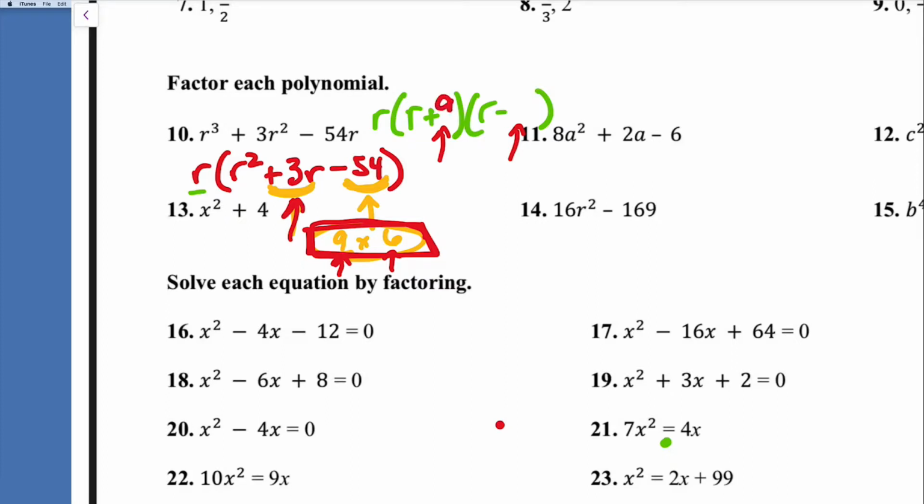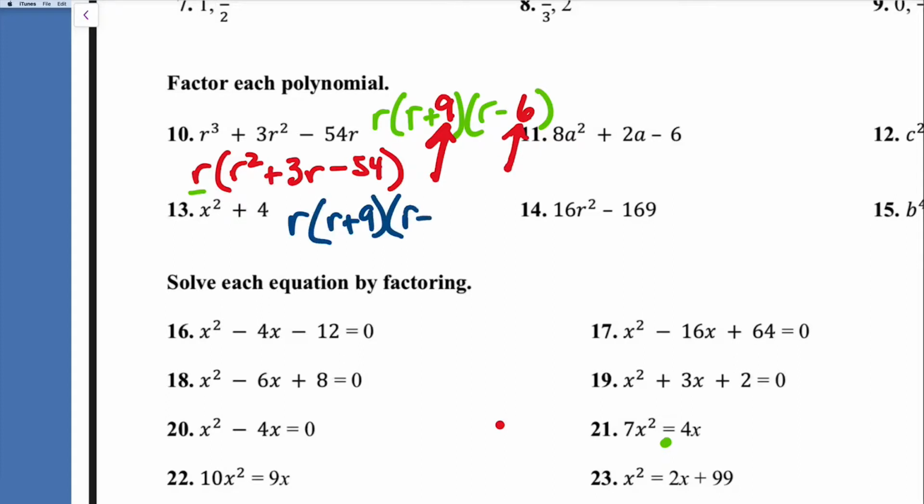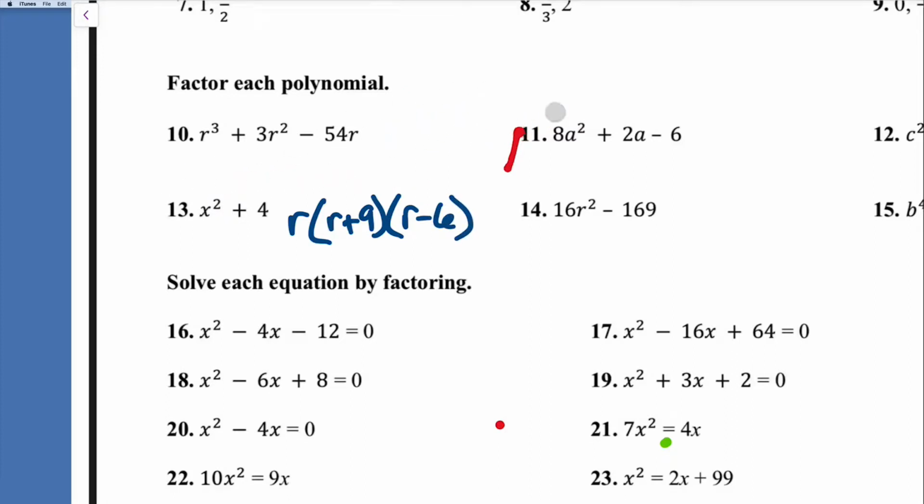Reason being is because when I add 9 to negative 6, I'm going to end up with a positive 3. But when I multiply positive 9 with negative 6, I end up with a negative 54. So that's kind of the logic that I follow when I'm solving this. So this is my final answer. It's r times r plus 9 times r minus 6. Cleaning it up, and there you go.